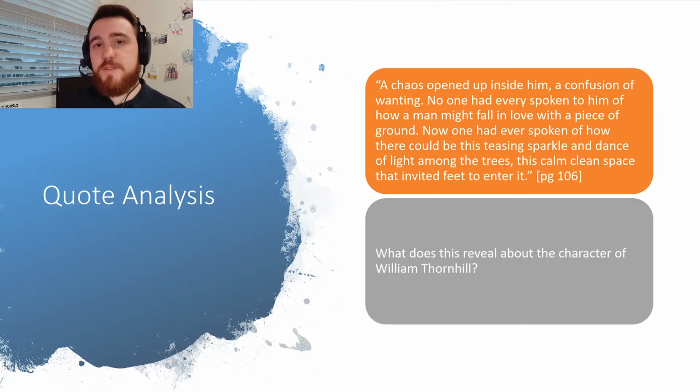Now, this is a little bit different. So yes, we've looked at conflict, but conflict also resolves. And at the different times in the novel it resolves can tell us something. So this is where Thornhill sees his place, the place he will then inhabit for most of the novel. A chaos opened up inside of him, a confusion of wanting.